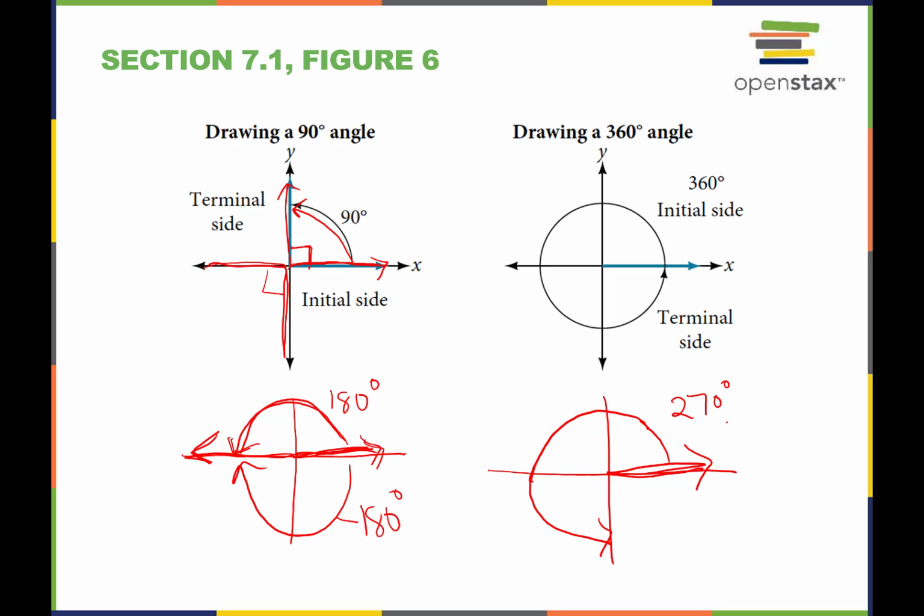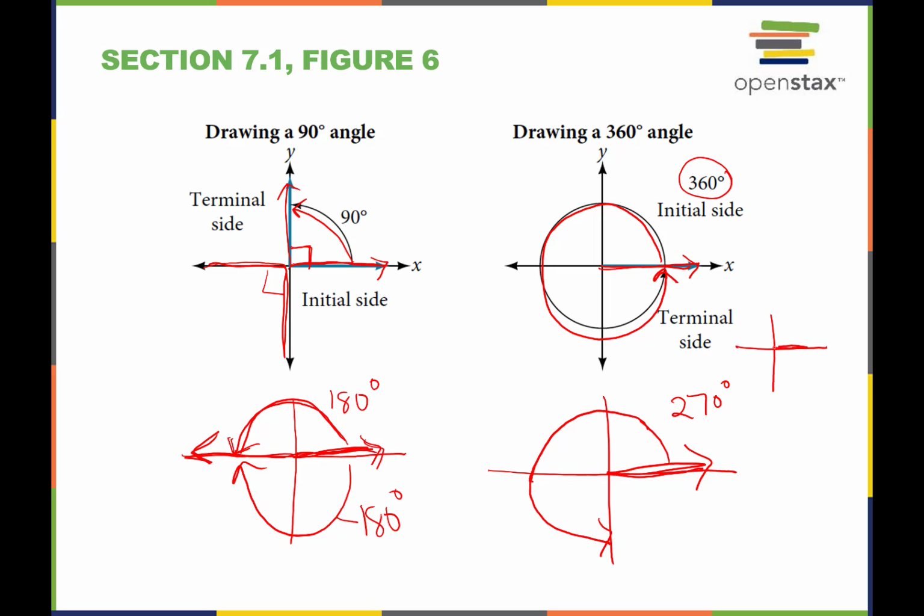Okay, then if I sweep it all the way around and I make one full complete cycle. So if I start in standard position, my initial side is on the positive x-axis, and I do one complete rotation, and my terminal side lands right on top of my initial side, then that's going to be 360 degrees. I could also have 0 degrees.